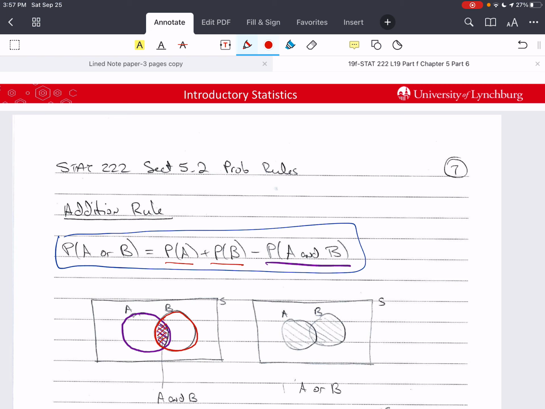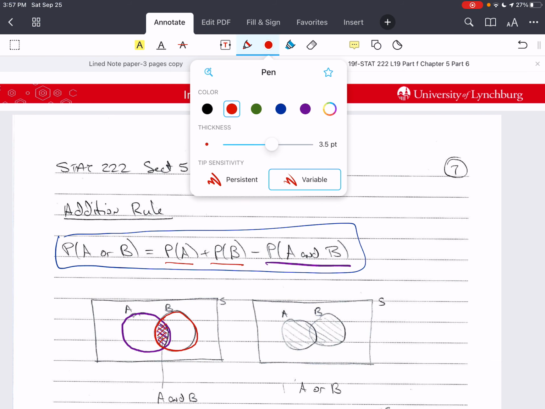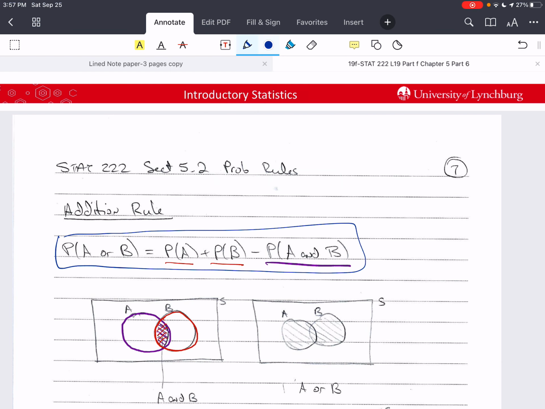To understand this, I have drawn out A or B. In this case, we have our sample space S, we have event A, event B, and they have an overlap. So there is an intersection. A or B is the shaded region in this picture. The set A or B includes all of those values that are in A, along with all the values that are in B. And we only want to include these values once. We don't want to include them twice.